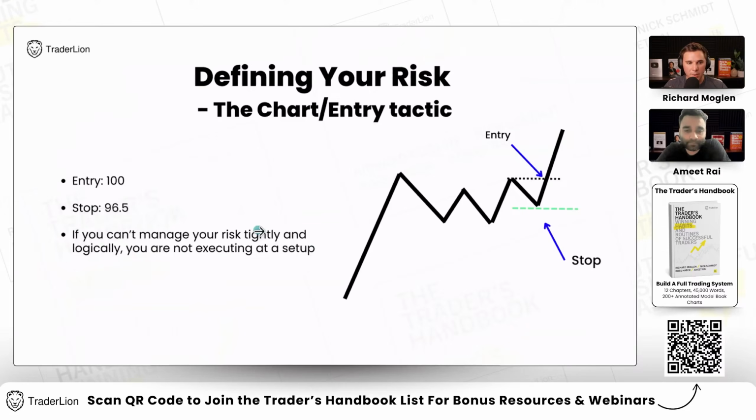So this is an example here. Say the entry here is around 100. The stop is at maybe the low of the prior day at 96.5. And you would just basically want to ask yourself this question: is this a proper setup? And here, if you can't manage your risk tightly and logically, you're not executing a setup. We just want to reemphasize that.